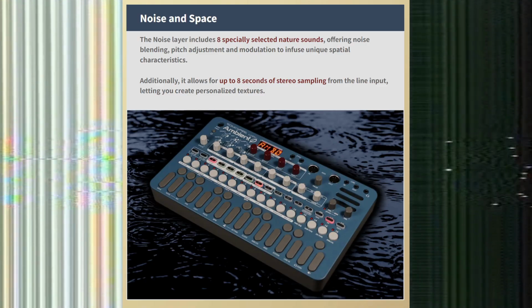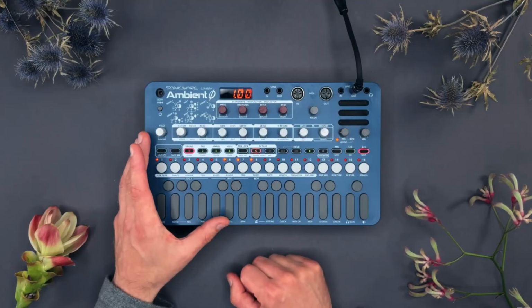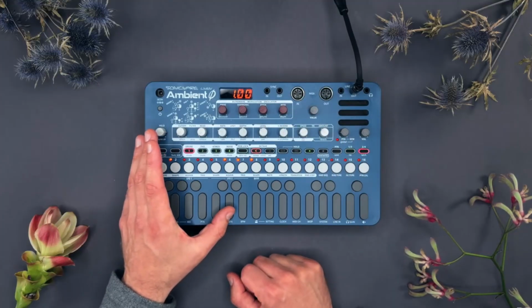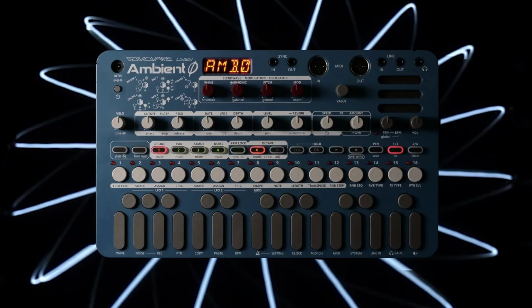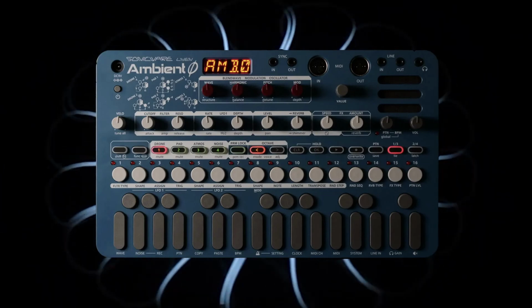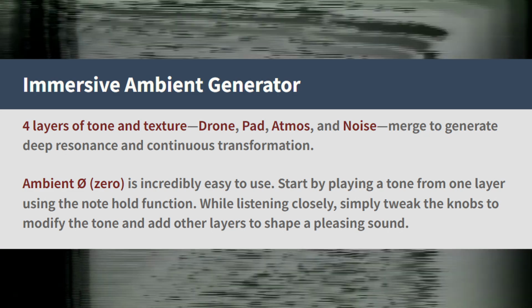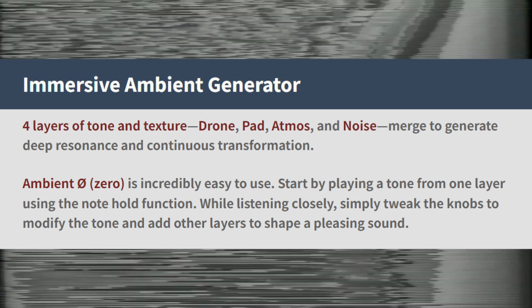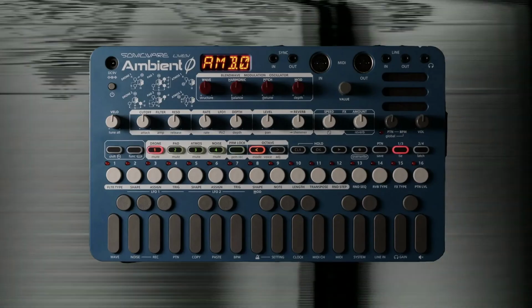Today I want to talk about the LIVEN Ambient Ø by Sonicware. This is an all-in-one, multi-layered synthesizer that is made to be an ambient machine. It has an ambient generator with 4 layers of tones and texture. So there's a drone, pad, atmosphere, and noise that are merged together to generate resonance and transformation.